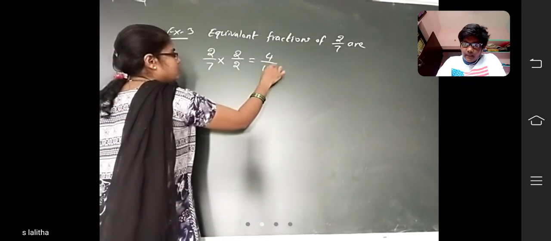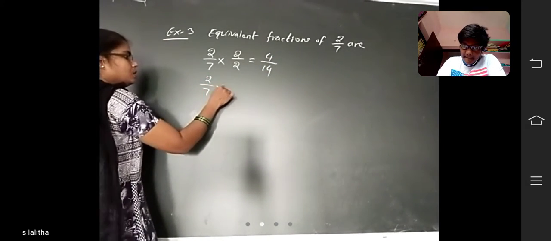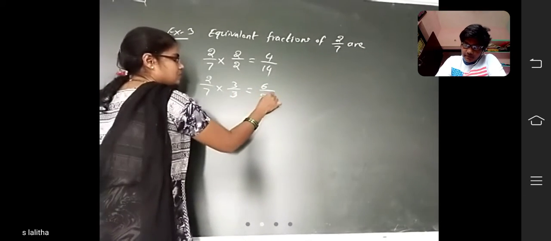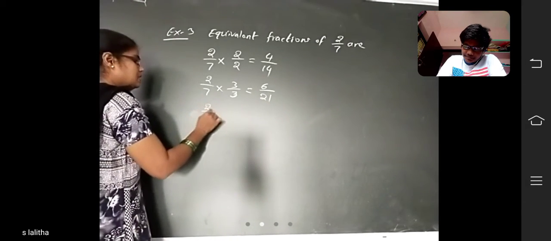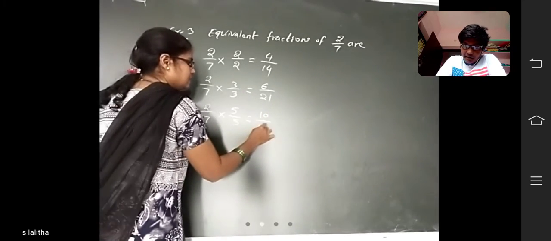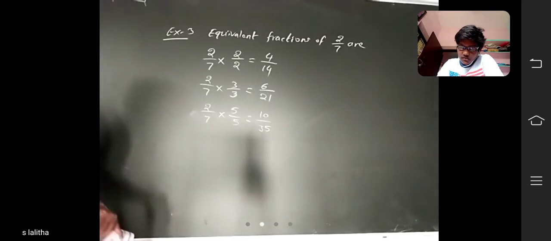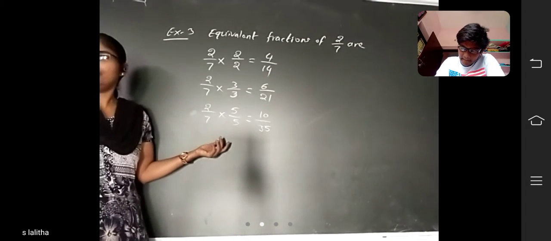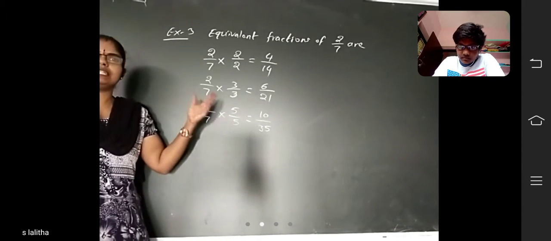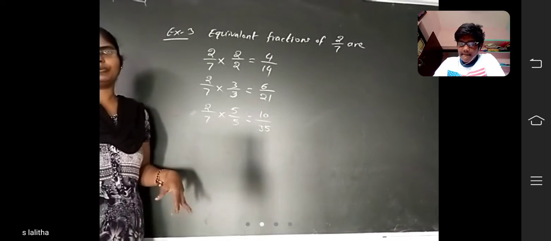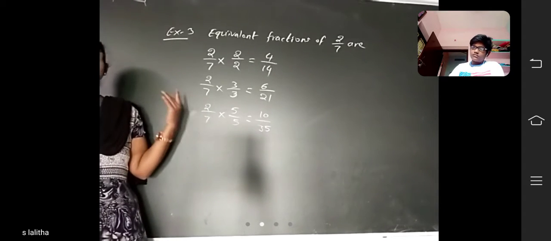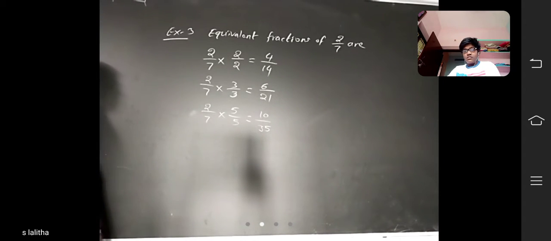4. 7 2s are 14. 2 by 7 into 3 by 3. 2 3s are 6. 7 3s are 21. 2 by 7 into 5 by 5. 2 5s are 10. 7 5s are 35. Okay, children? Like that, you should do the equivalent fractions. You should multiply both numerator and denominator by the same number, or you should divide both numerator and denominator by the same number. That is also called equivalent fractions. Okay? Come on, guys.